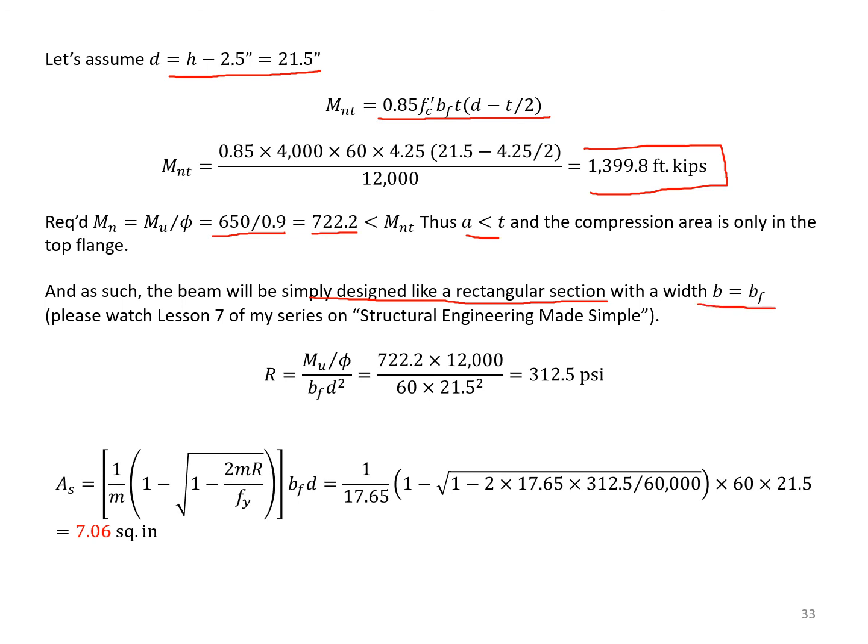So please watch lesson 7 of my series on structural engineering made simple that talks about design of rectangular sections. So find the R factor, and don't forget that this uses BF in the equation. R is equal to 312.5 psi, and plug it in the equation for AS and multiply by BF and D. The answer is 7.06 square inches.